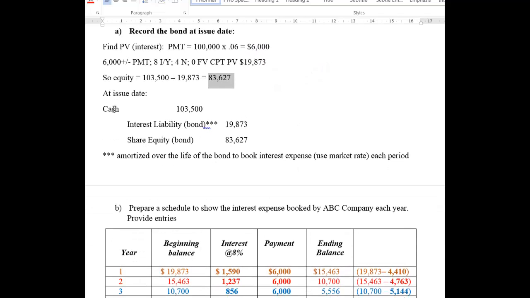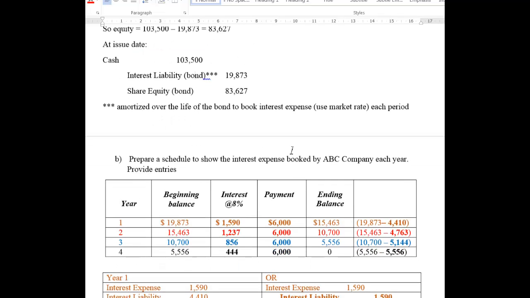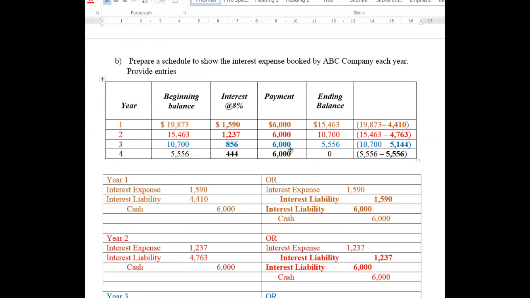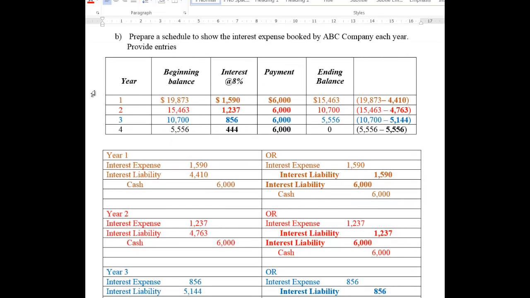So at issue date, we're going to debit cash, credit the interest liability on the bond for what we calculated in the present value, and credit the balance to the equity portion of the bond, which is going to be $83,627. And this interest liability is going to be amortized over the life of the bond so that we can book interest expense. So when we're doing our schedule to show interest expense, that would be booked by the company every year. We know our interest liability is $19,873, and you can see this little 4-year chart. By the time we get to the end of year 4, we don't have any more of a liability. So that means it's been fully expensed over the 4-year period.